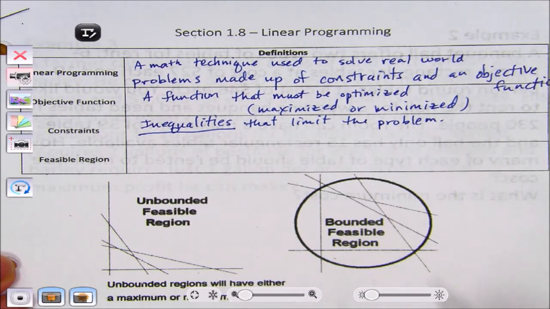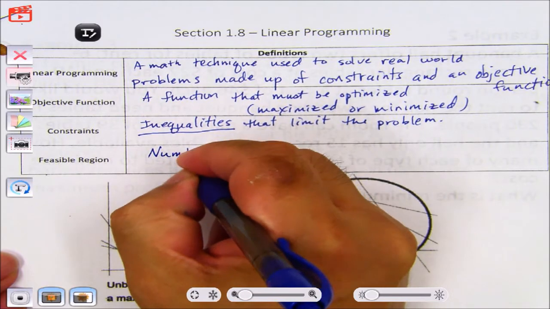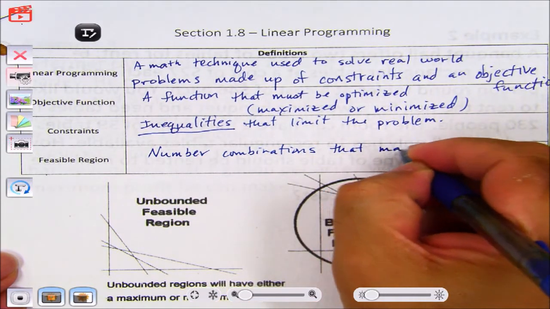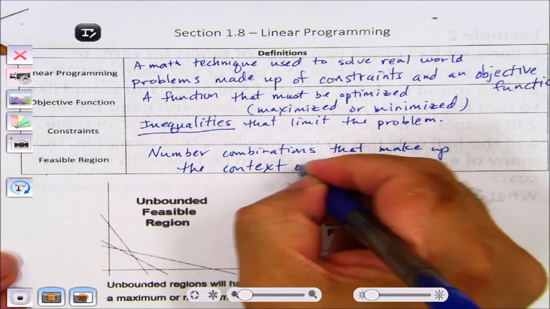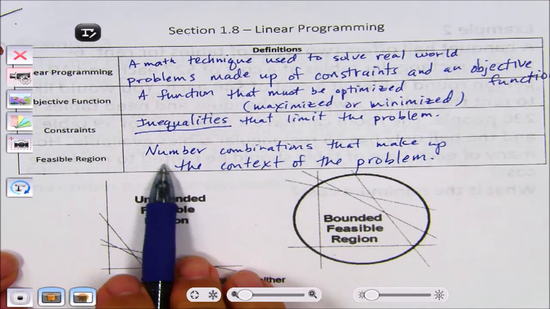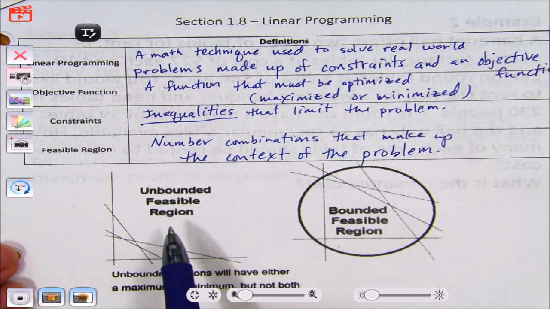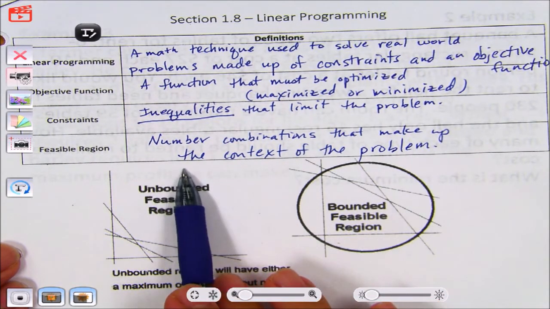All right, the feasible region. What's the feasible region? Number combinations that make up the context of the problem. This idea of number combinations really doesn't make sense, but we're solving these on an XY coordinate plane. So each point is a number combination, right? Because it's always two numbers. So that's what I mean by all of them. It's the number combinations that make up the context of the problem.